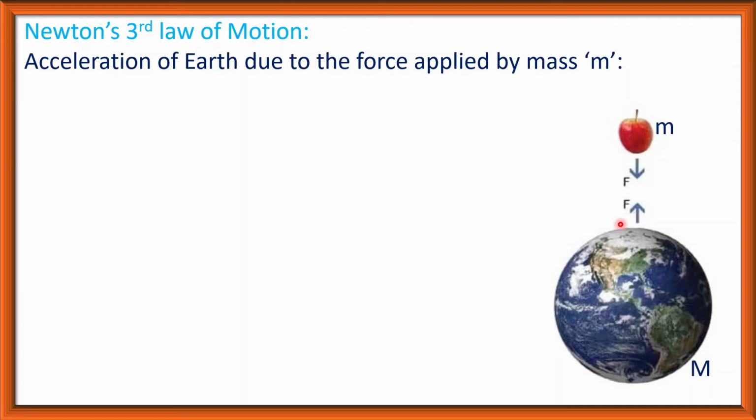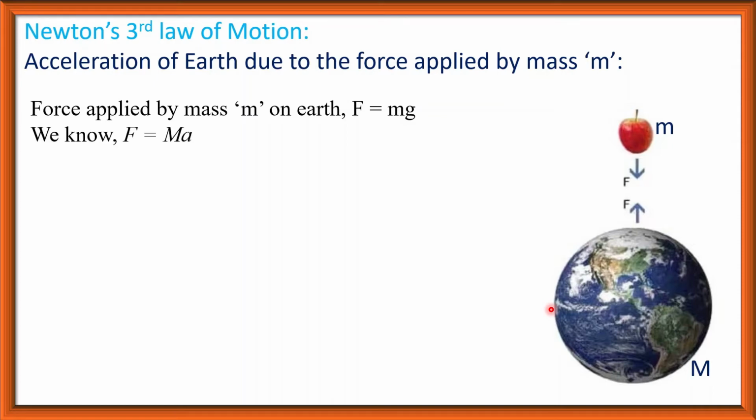Now what will be the acceleration of earth? Now we will calculate it. Force applied by mass m, that means by apple on earth, F is equal to mg. We know these two forces are the same. Force applied by earth and force applied by apple are of the same magnitude, but their directions are opposite to each other.